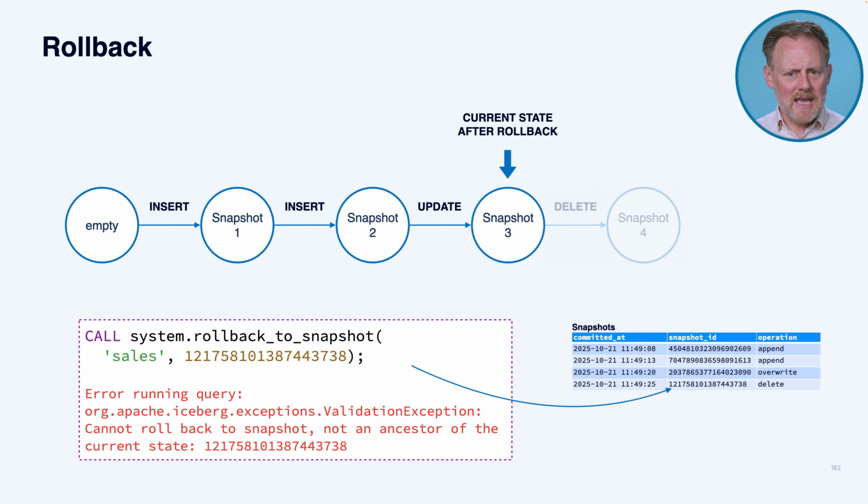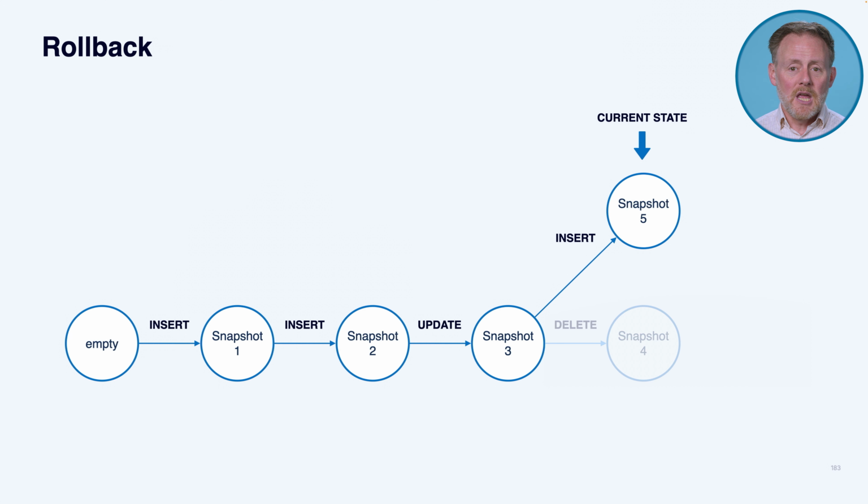Let me show that again visually. After you roll back to snapshot 3, everything after it, like say poor snapshot 4 there, is out of the active timeline. You can still time travel to it, but you can't roll back to it anymore. Iceberg won't let you. That's not a roll back. That's a roll forward. If you make a change after the rollback, Iceberg starts a new lineage from there. That old history, snapshot 4, that stays disconnected.